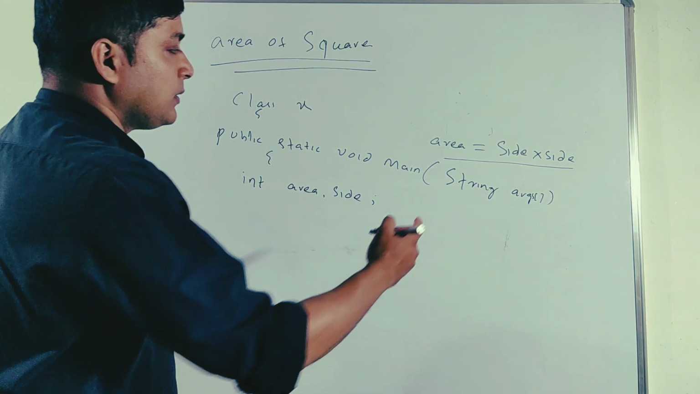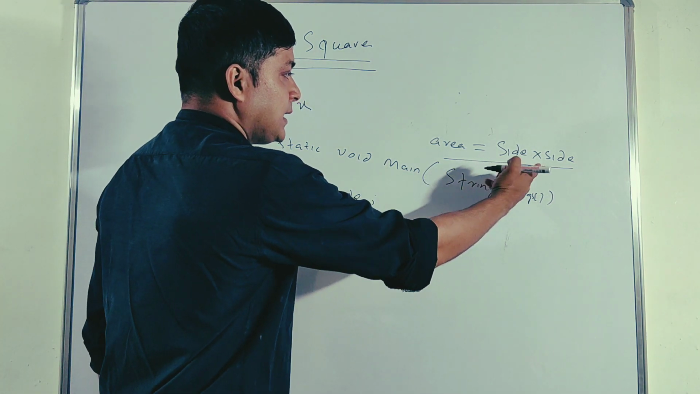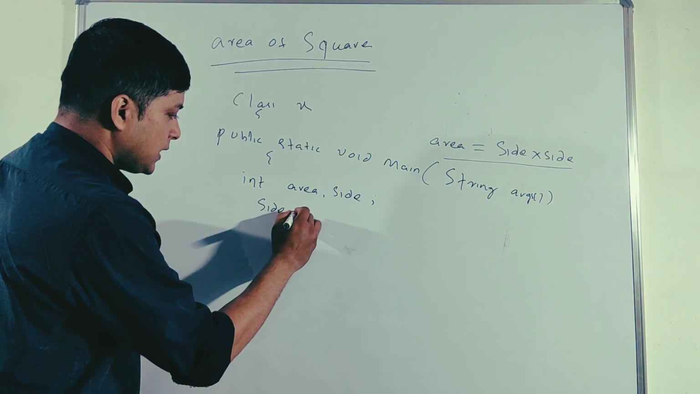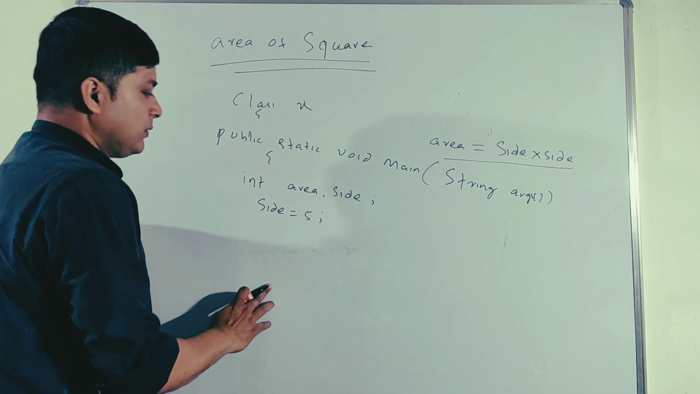The next step is to initialize the right side value. How to initialize the right side value? So side equal to 5. I am taking side equal to 5.